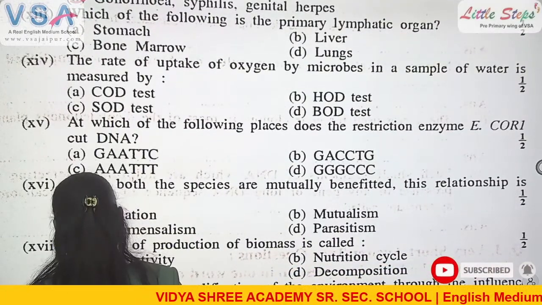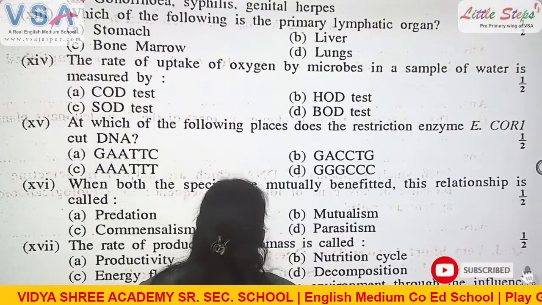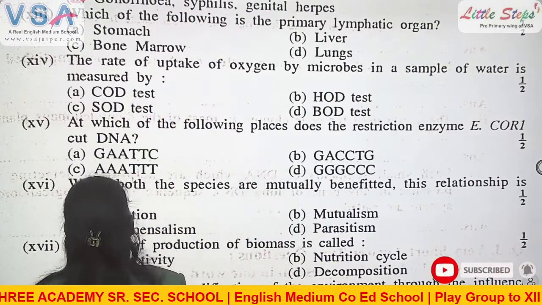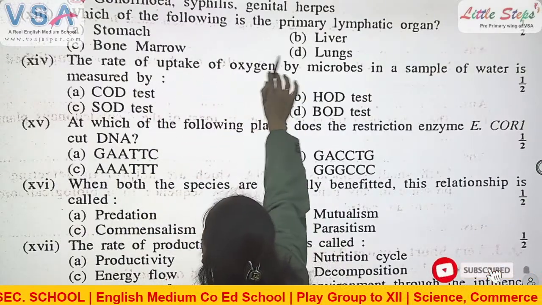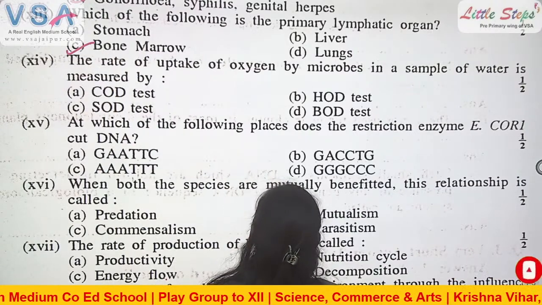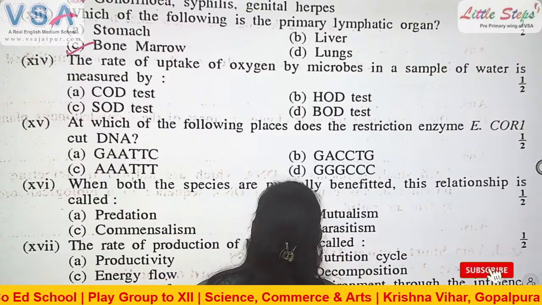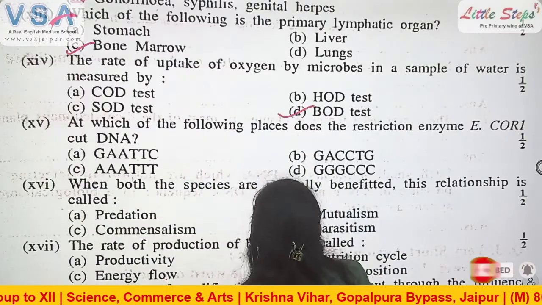Now, the next question is, which of the following is the primary lymphatic organ? Which of these is the primary lymphatic organ? Stomach, liver, bone marrow or lung? So what is the right answer? Option C. The rate of uptake of oxygen by microbes in a sample of water is measured by the BOD test.